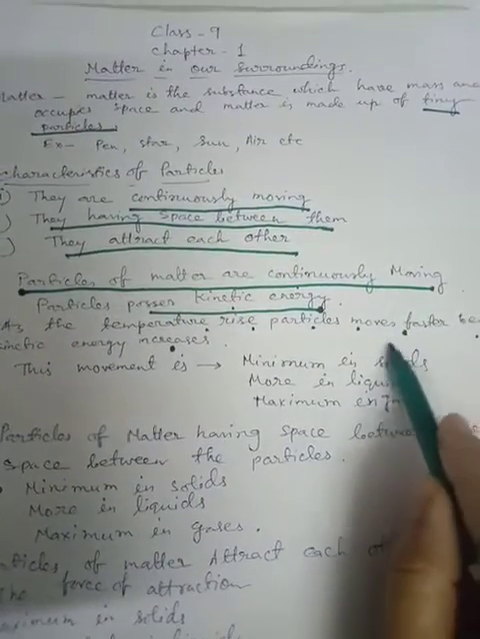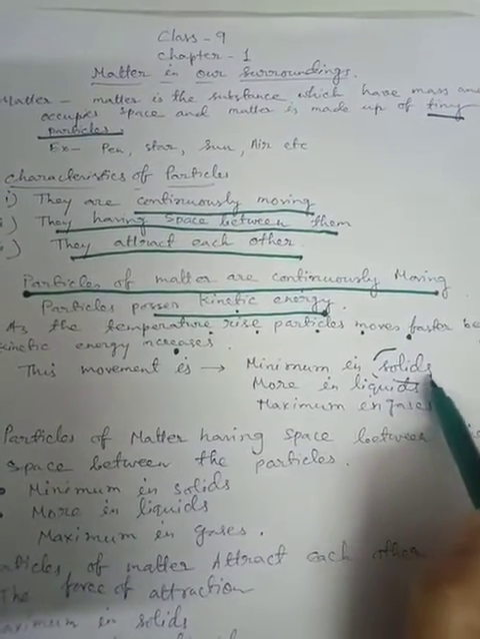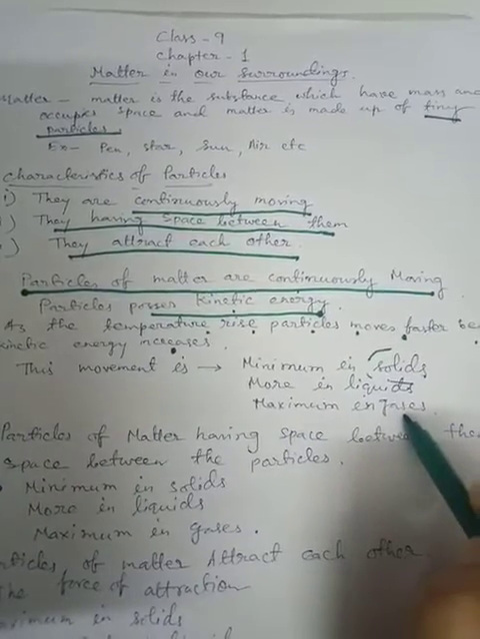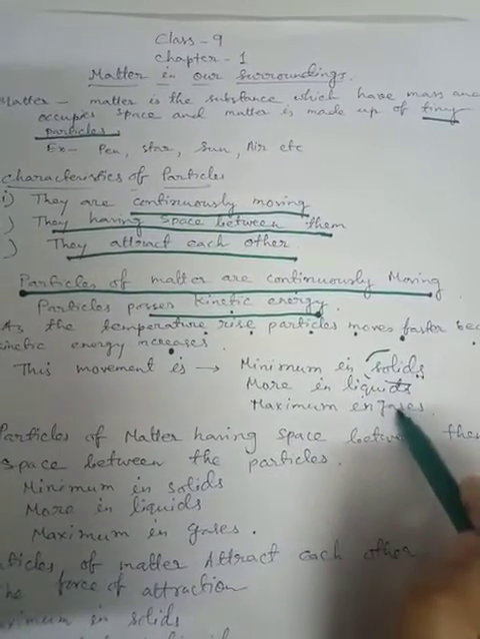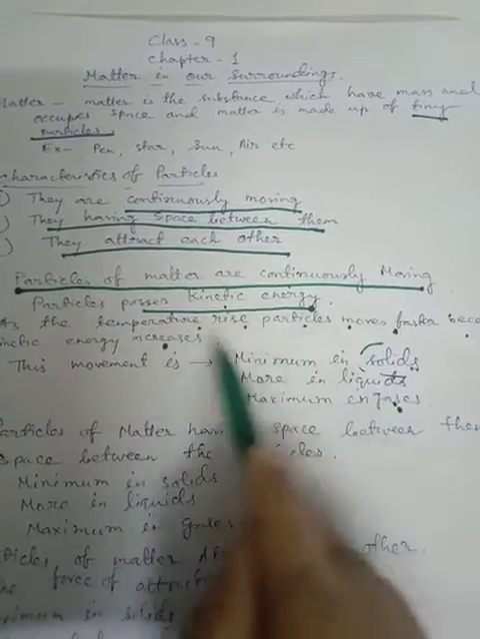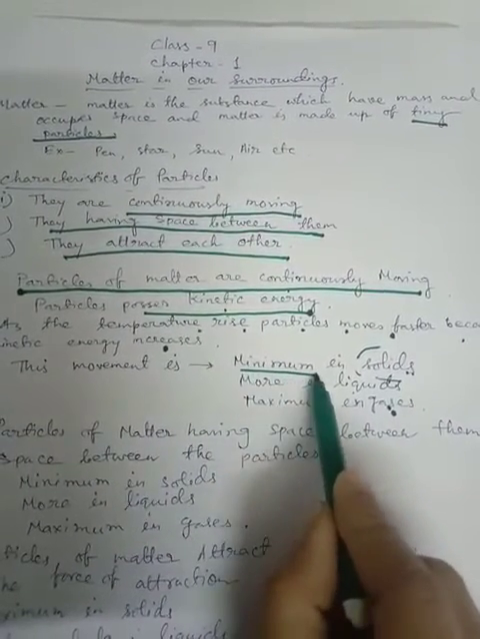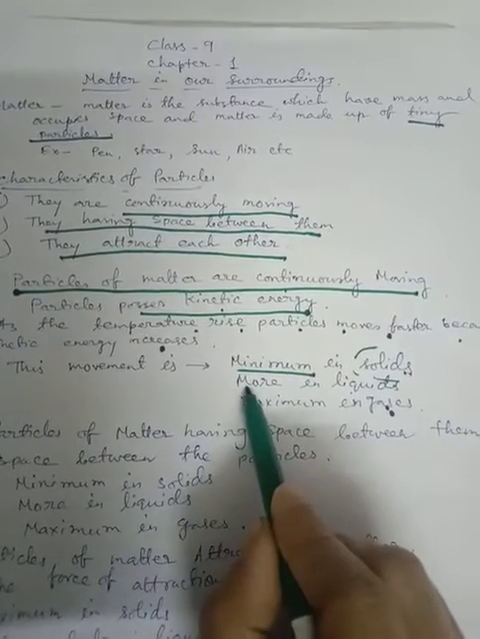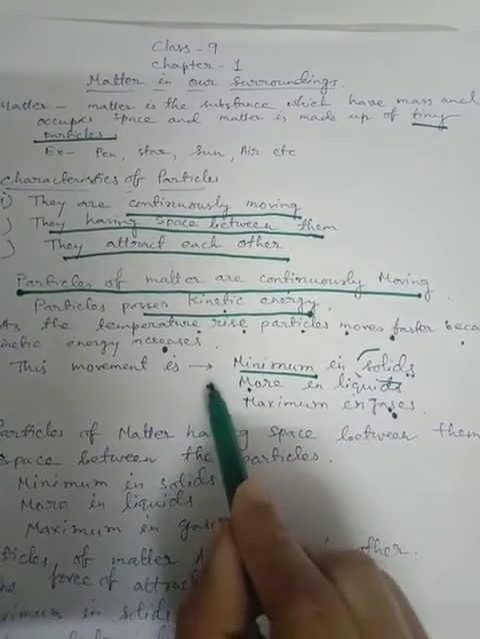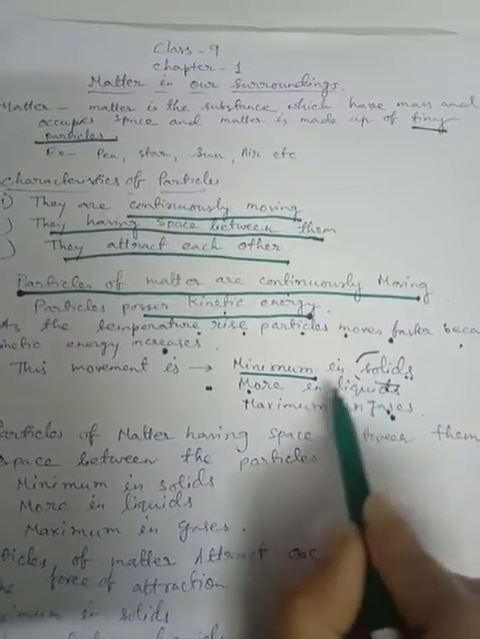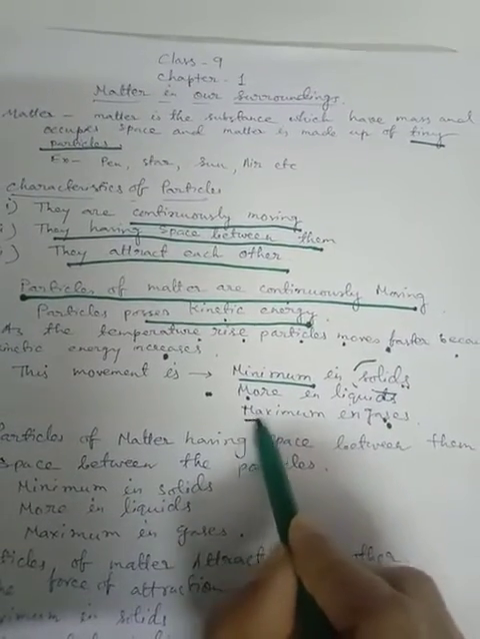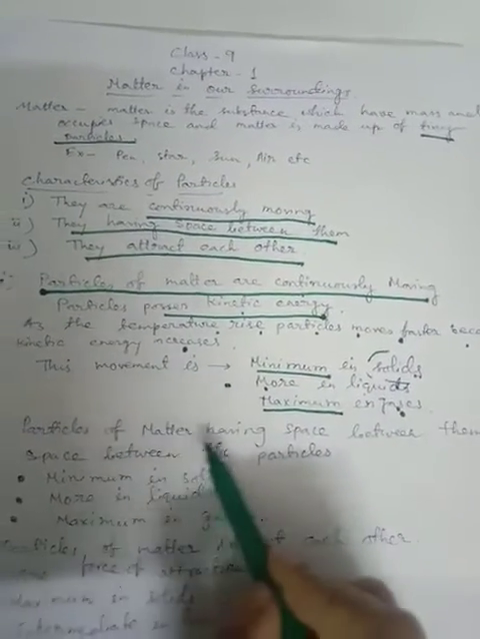We know that matter is generally of three types: solid, liquid, gas. Now what about the motion of particles in solid? In solid it is minimum. In liquid, the movement is more than solid, but in gas it is maximum.